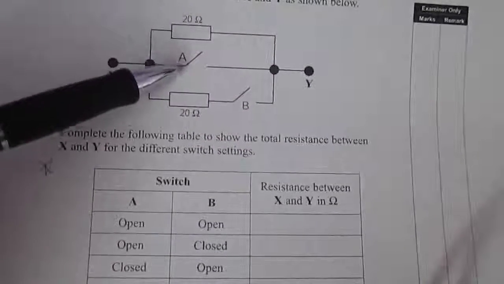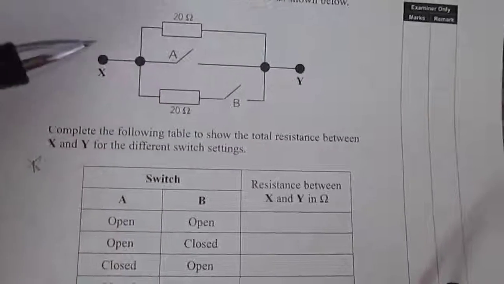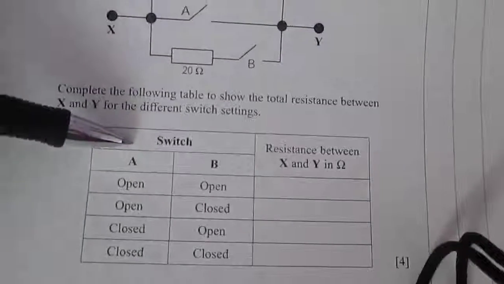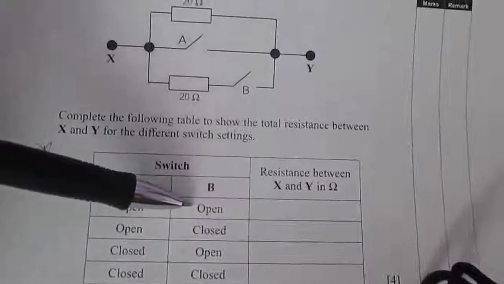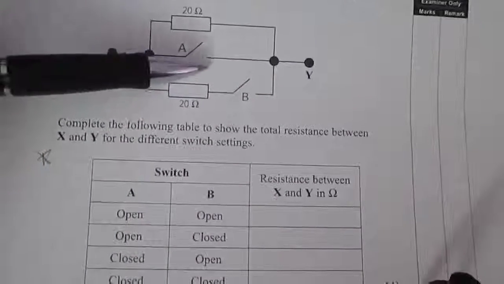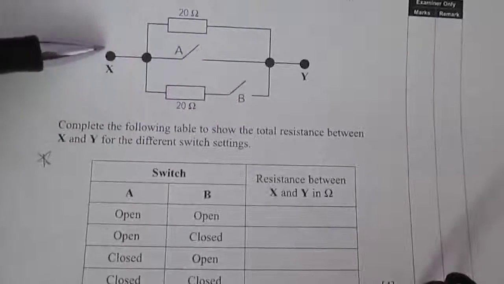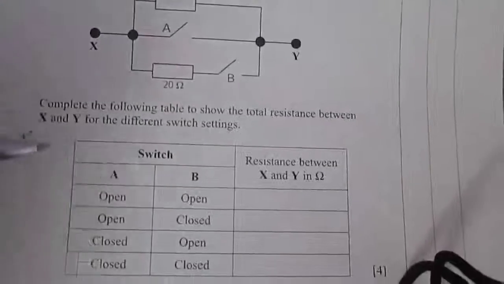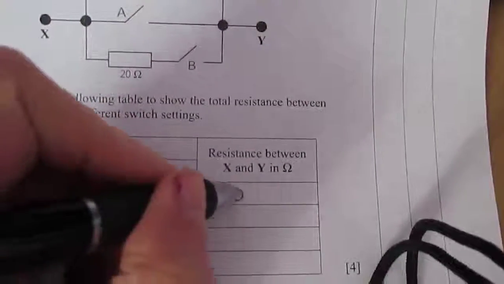We know obviously anywhere the switch is open, the electricity cannot flow through there because it's a gap, so it has to go a different direction. So first one is switch A is open, and switch B is open. So the electricity can't flow this way and it can't flow down this way. So therefore it can only flow one path, which is up along here and back down. So there's only one resistor there, it's 20, so your resistance is 20.